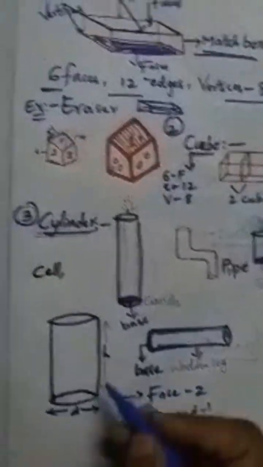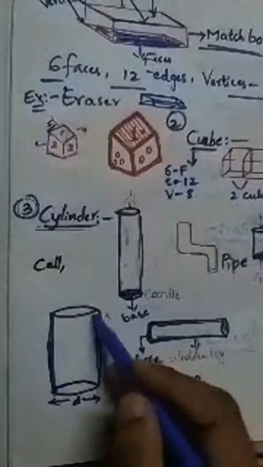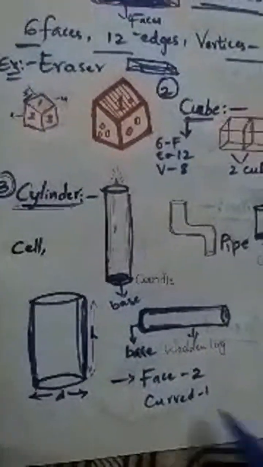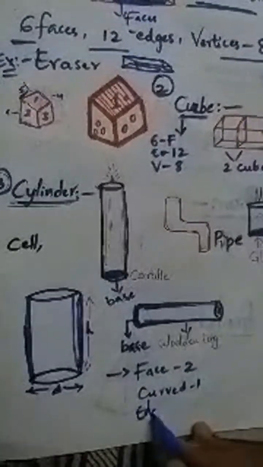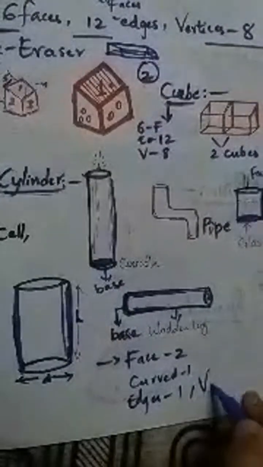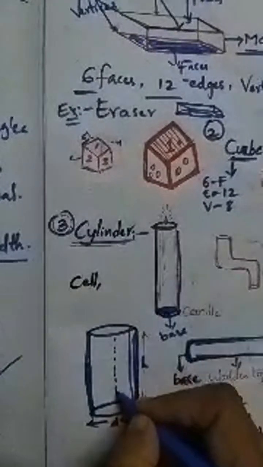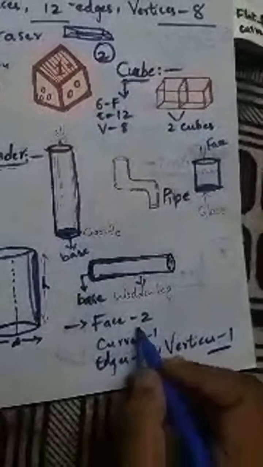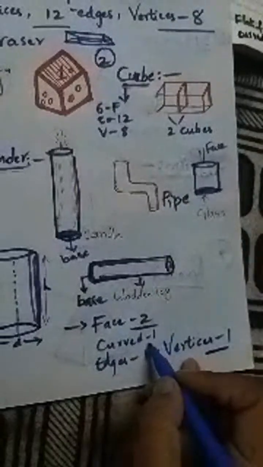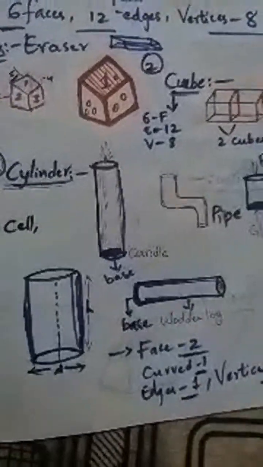Curved one is 1. This is curved one. This rolls down like a cell. Edges are 1. Vertices also 1 we will get, like this one. Vertices are 1, and faces are 2. Curved faces are 1, and edges we get one only. Okay, this is a cylindrical shape.